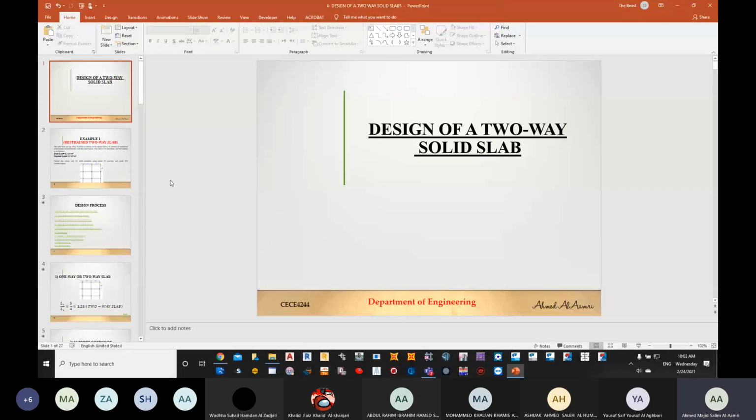Today we are going to start the design of a two-way solid slab. In the previous classes we have learned the basics of drawing bending moments, finding the coefficients, and finding the bending moments for two-way slabs as well as one-way solid slabs. Today's class is going to be about the design of a two-way solid slab from the beginning. We are taking a problem from the beginning till we reach the last detailing of the problem.